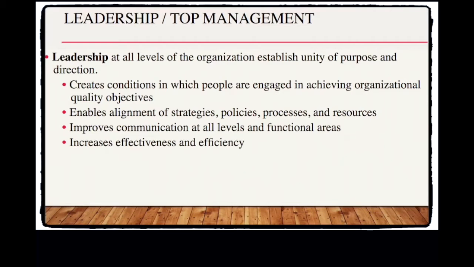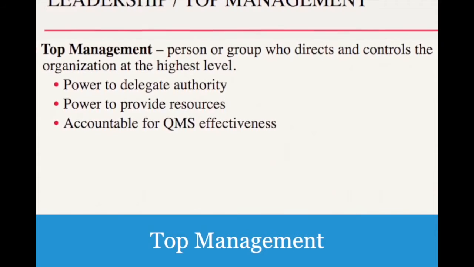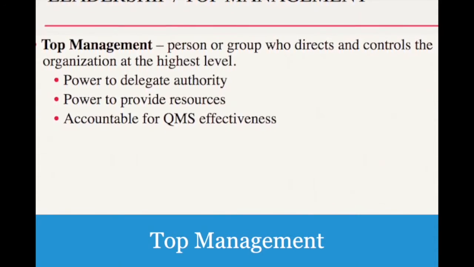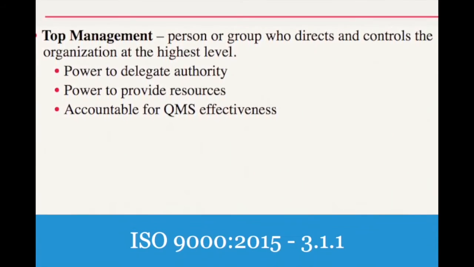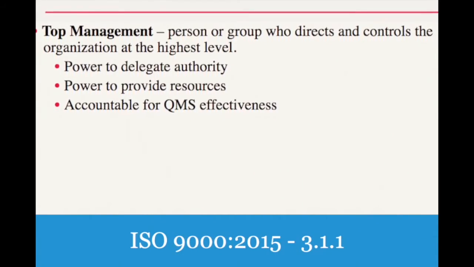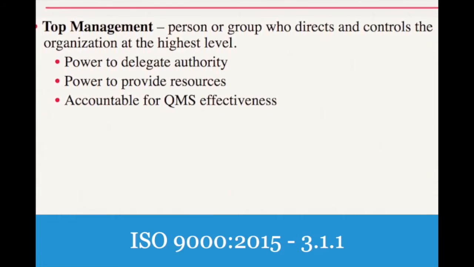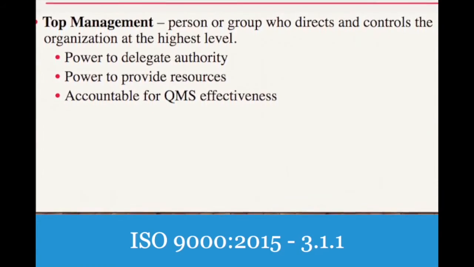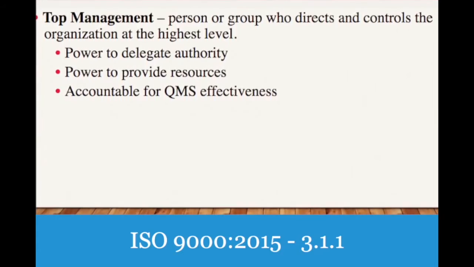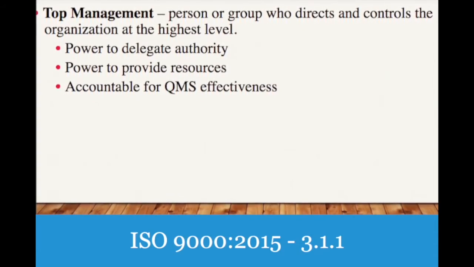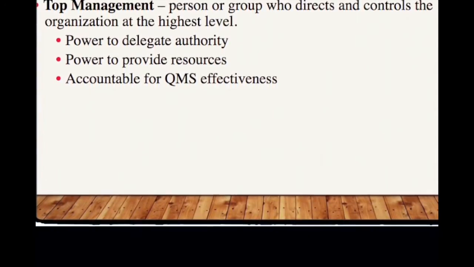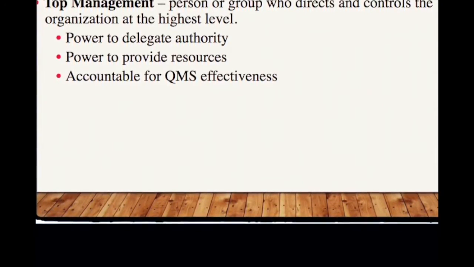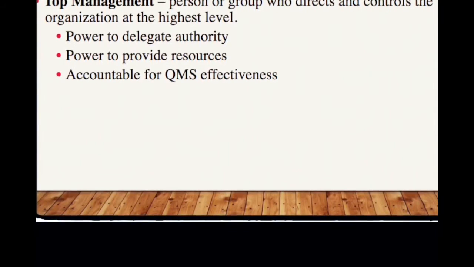The standard differentiates between leadership and top management. Top management is defined as the person or group who directs and controls the organization at the highest possible level. They have the ability to delegate their authority and also provide resources. They are ultimately accountable for the successful implementation of the quality management system and its continuing effectiveness.